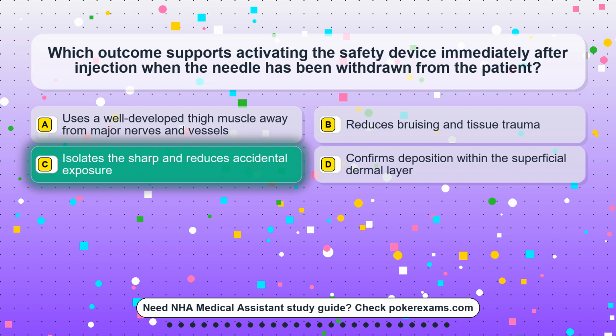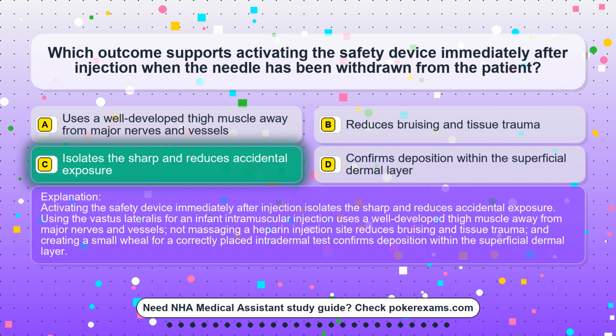The correct answer is option C. Isolates the sharp and reduces accidental exposure. Activating the safety device immediately after injection isolates the sharp and reduces accidental exposure. Using the vastus lateralis for an infant intramuscular injection uses a well-developed thigh muscle away from major nerves and vessels. Not massaging a heparin injection site reduces bruising and tissue trauma. And creating a small wheal for a correctly placed intradermal test confirms deposition within the superficial dermal layer.